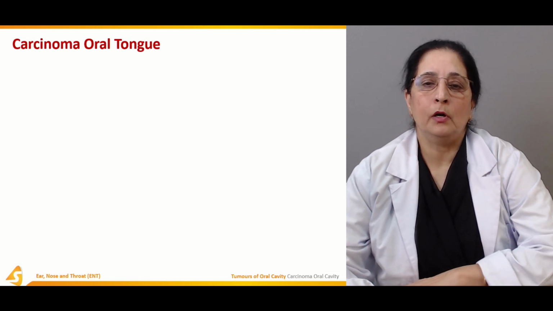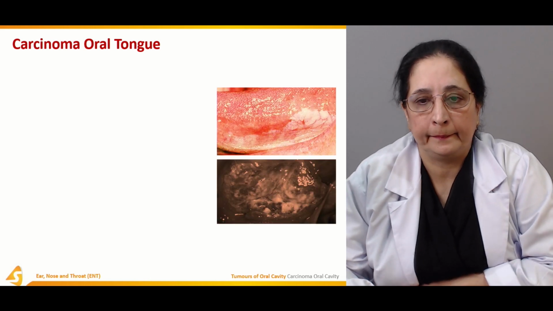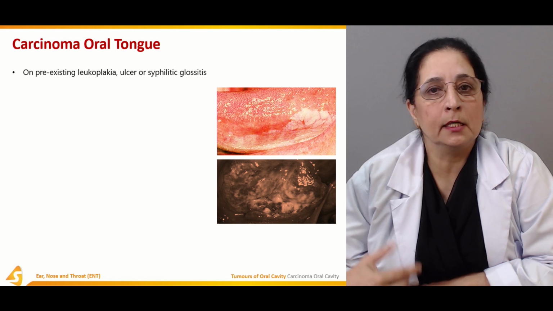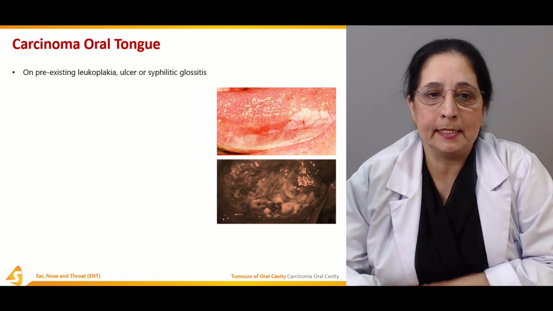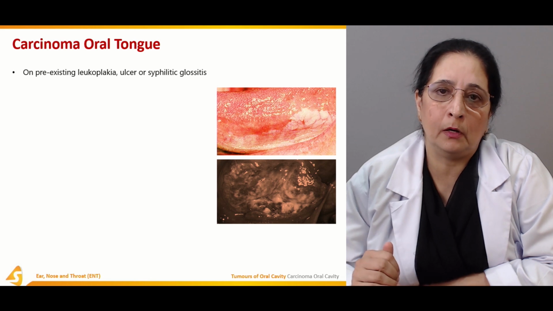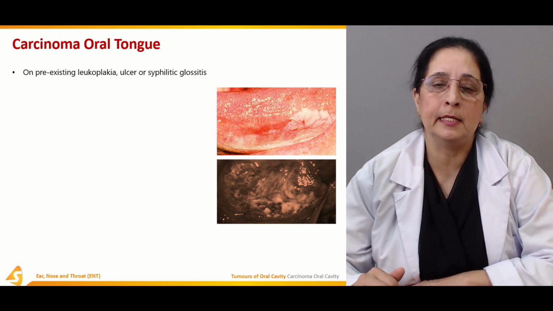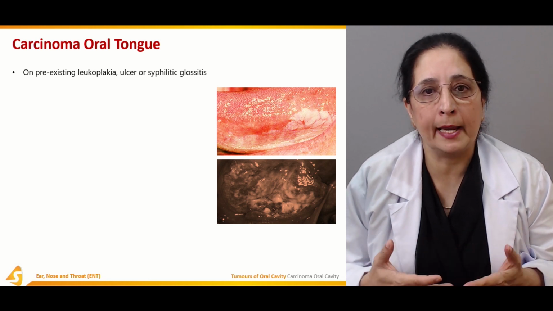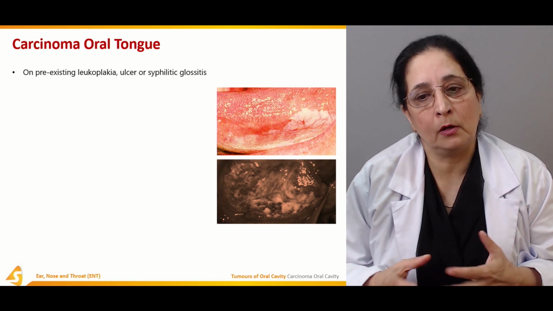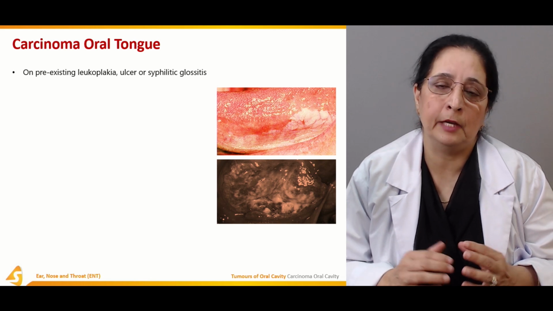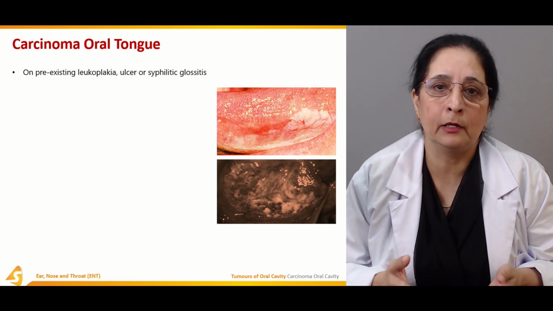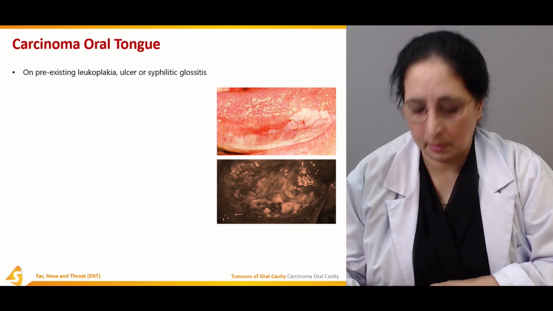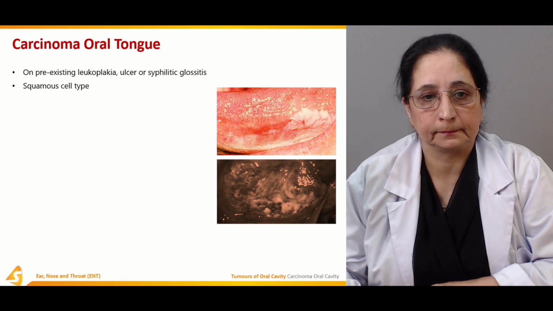So, carcinoma of the oral tongue. On pre-existing leukoplakia, ulcer or syphilitic glossitis, usually the carcinoma of the oral tongue takes place. If there is pre-existing leukoplakia, white patches, ulcer or syphilis which involves the tongue, or syphilitic glossitis, that can cause carcinoma of the oral tongue.